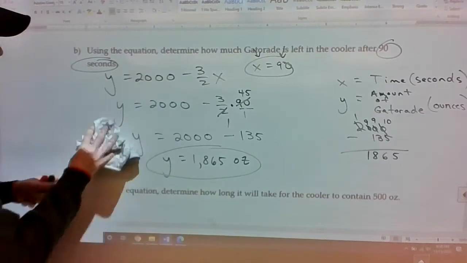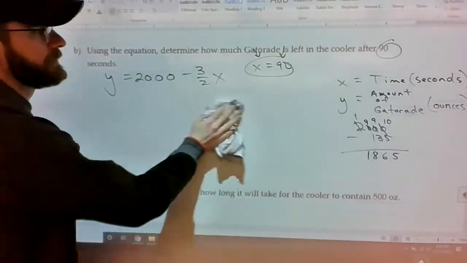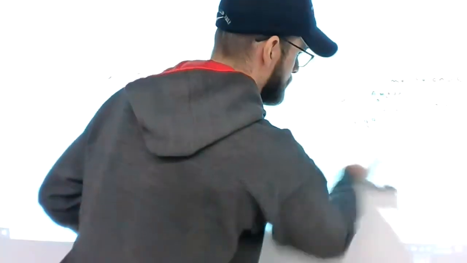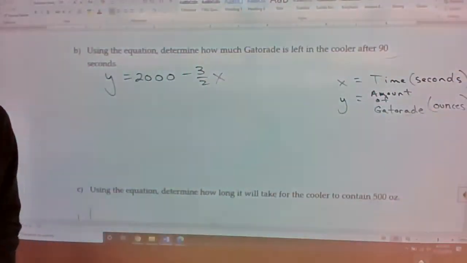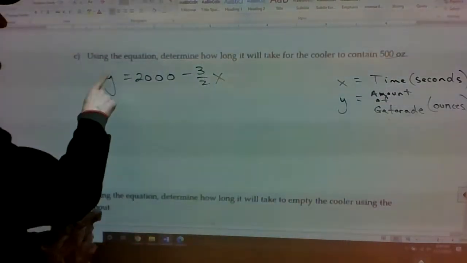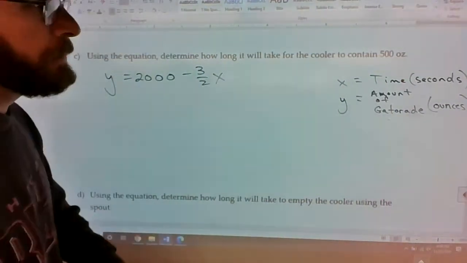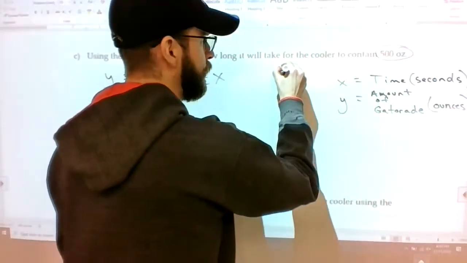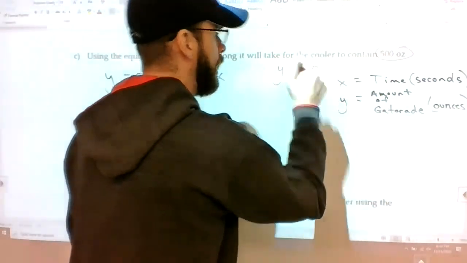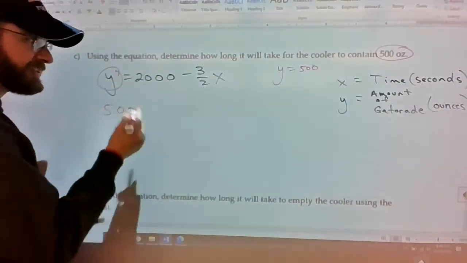Using the same equation. So, part C. Let's see if I can keep my equation here without having to rewrite it. Yeah, part C. Here's my equation. How long will it take for the cooler to contain 500 ounces? So, 500 ounces is a y value. So they're saying y is equal to 500. I'm going to replace y with 500 and then solve the equation.